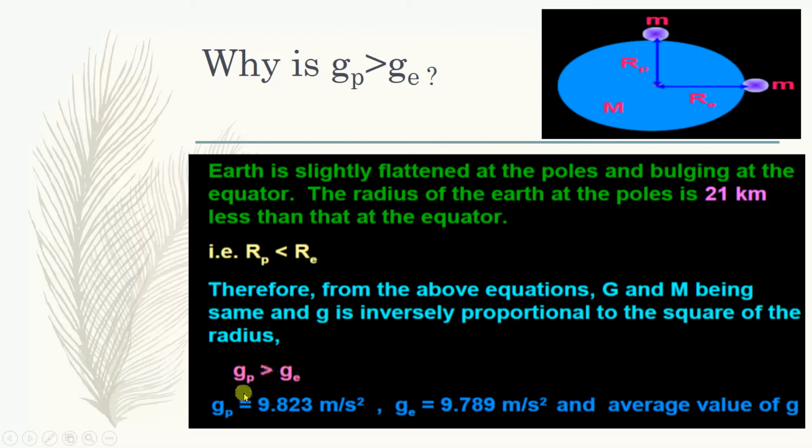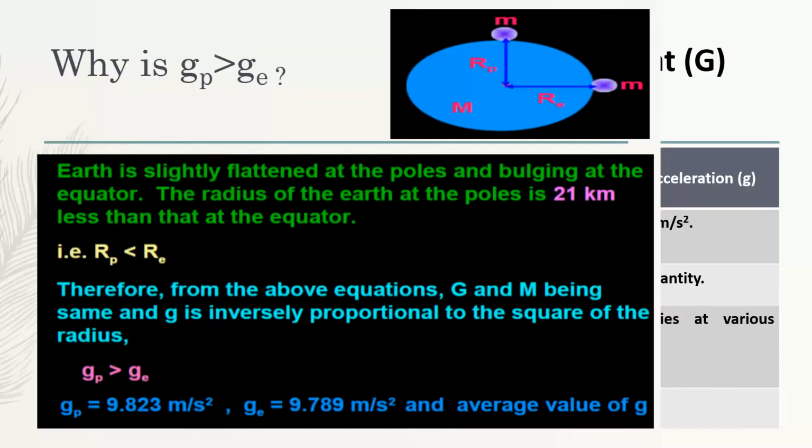So by using this inverse law, we know that g is inversely proportional to the square of the radius. So the acceleration due to gravity at the pole will be more than the acceleration due to gravity at the equator. Actually at the pole its value is 9.82 meter per second square. At the equator its value is 9.78 meter per second square. For simplifying, we take the mean of these and on average we take the value 9.8 meter per second square. In calculations we sometimes take 10 as well.